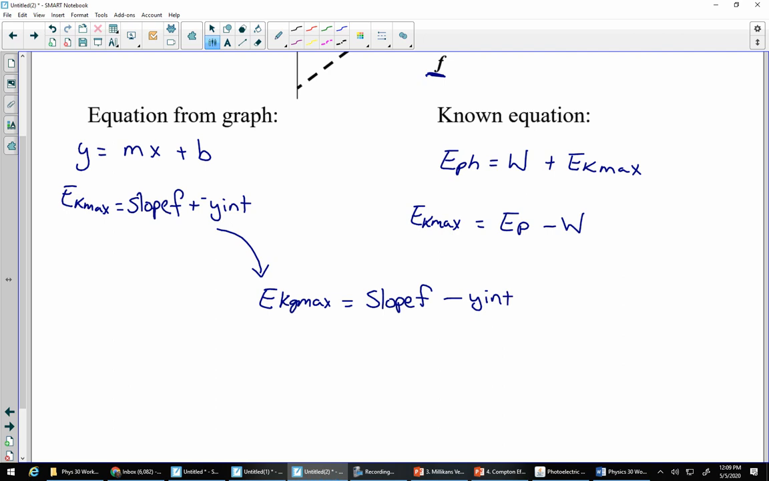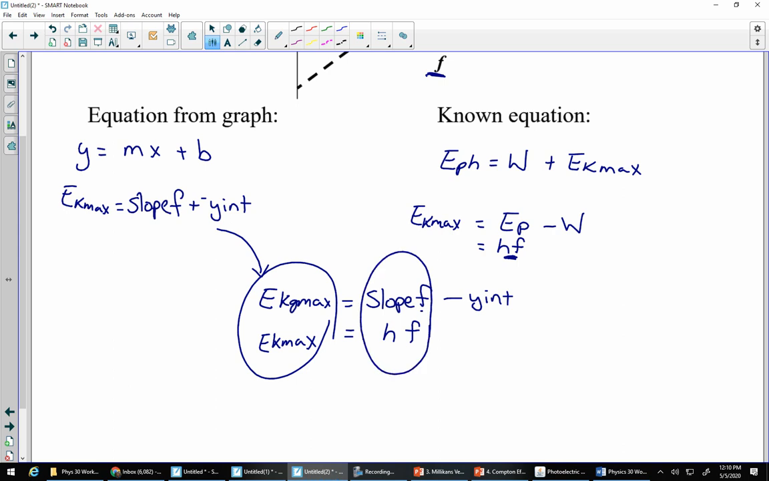Then I need to stack these two things up. Obviously EK max is the same thing as EK max. Slope times f: well, I don't really have slope times f, so I need to expand on this a little more. I know that my photon energy is h times f. Notice we're dealing with our actual frequency, not our threshold frequency. This term has f in it, and that term has f, so those have to be the same term. So h times f.